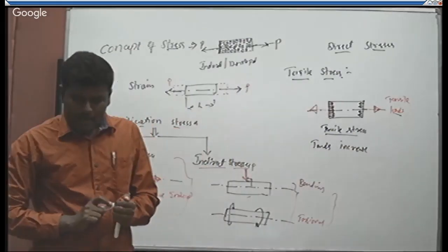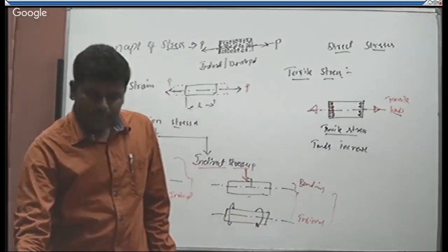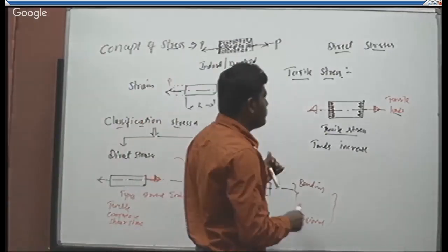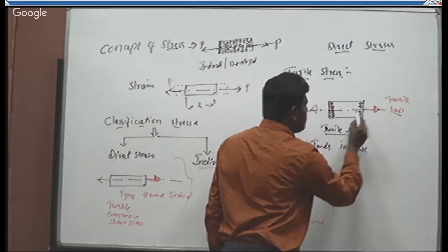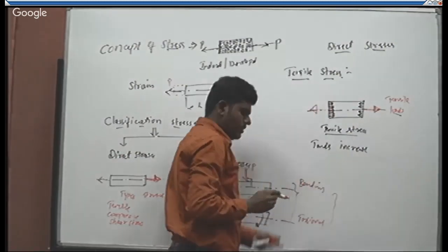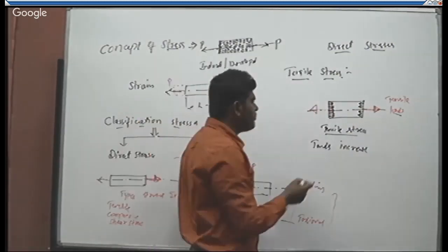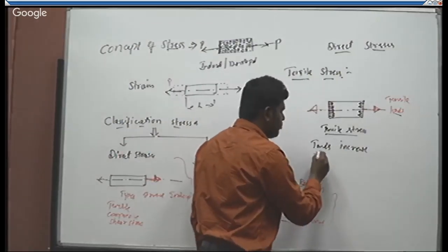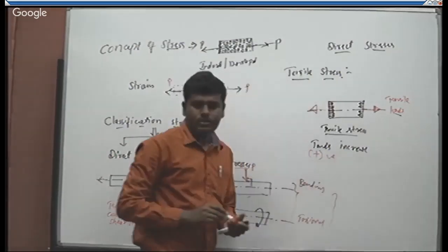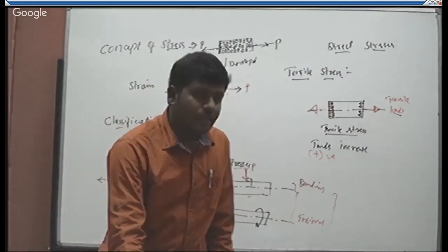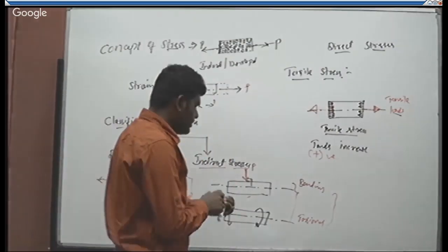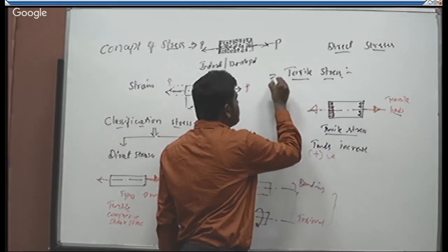So this is an example of a direct stress because its line of action is in line with the axis of the member. The sign convention for tensile stress is generally taken as positive. Next we'll go to another type of direct stress called compressive stress.